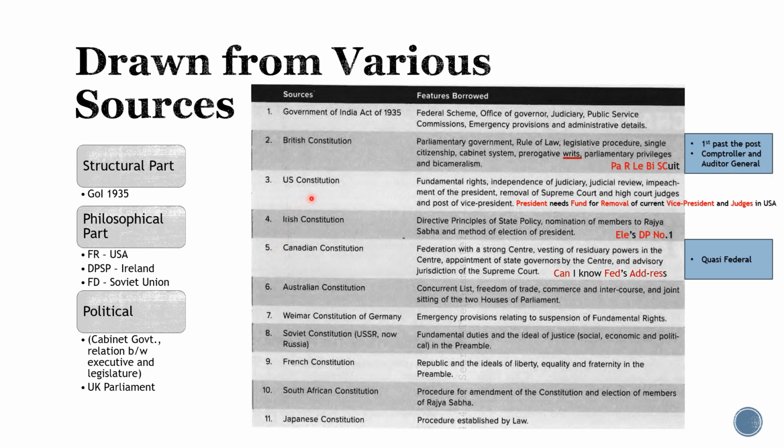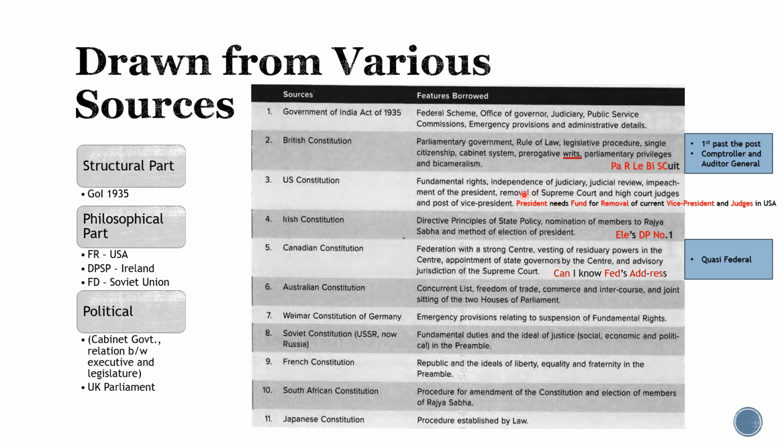Coming to the US Constitution, the US Constitution gives us fundamental rights, independence of the judiciary, judicial review, impeachment of the president and vice president, removal of Supreme Court and High Court judges, and post of vice president, right? We already said vice president. So how you can remember is with this mnemonic device, which is: president needs fund for removal of current vice president and judges in USA. So USA, just to remember that this is all borrowed from the US Constitution.